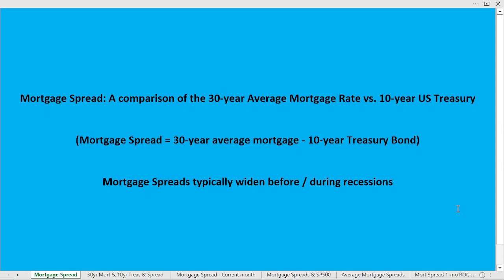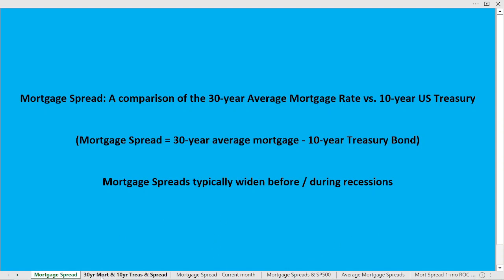Now, there's a lot of different components that go into the mortgage spreads, but generally speaking, when mortgage spreads rise, meaning the difference between the 30-year average mortgage rates and the 10-year U.S. Treasury, when that difference increases, that usually coincides with recessions or the times prior to recessions.